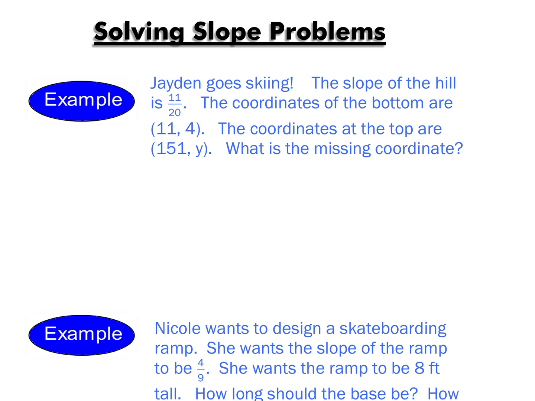Okay, so we know the slope formula is m equals y2 minus y1 over x2 minus x1. And in this case, we're actually told the slope. It's 11/20. So we're going to plug in 11/20 for m, the slope. y2, well, we'll say that's y. Take away the other y value, which is 4. And then the x's are 151. Take away 11.